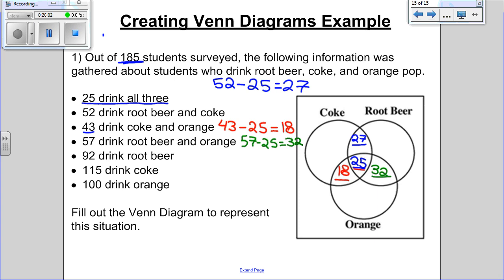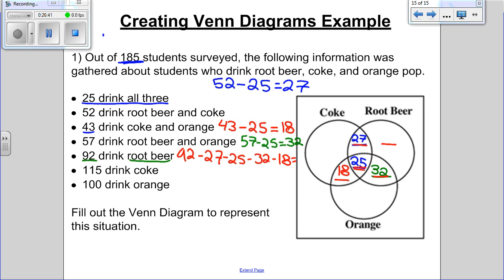92 people drink root beer. So that encompasses the whole circle for root beer. So you need to think there should be 92 people in this entire circle. To figure out that missing number of the people who just drink root beer, you go 92 and then subtract all those other numbers. So subtract 27, subtract 25, subtract 32, subtract people. And that'll tell you how many people should be in that root beer category all by themselves. That's all they drink.